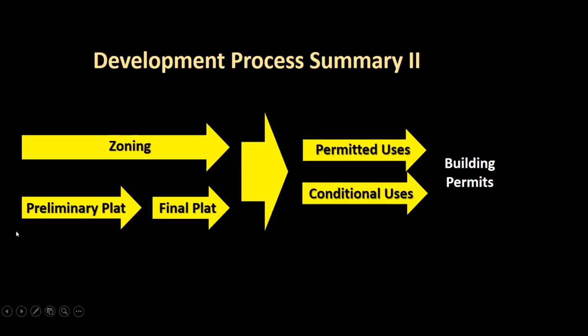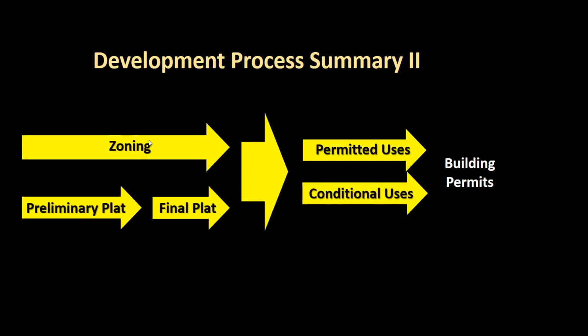The plat is the mechanism that divides up land, dedicates right-of-way, so roads and sidewalks and other public areas, and then creates the lots that buildings can be built on. Zoning establishes the framework for what can be built on a lot, and that includes both the dimensions, the size, the location of the building, as well as the uses that are allowed on that building or in that building.